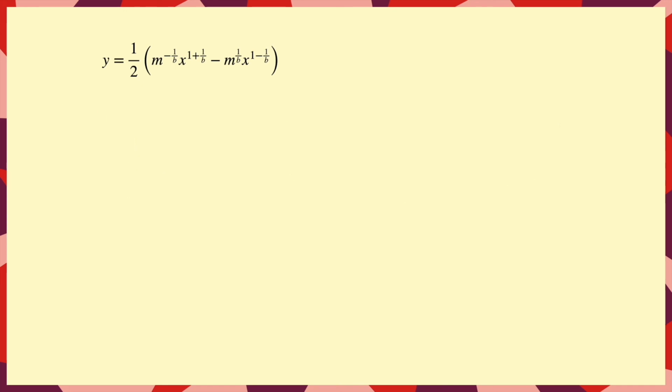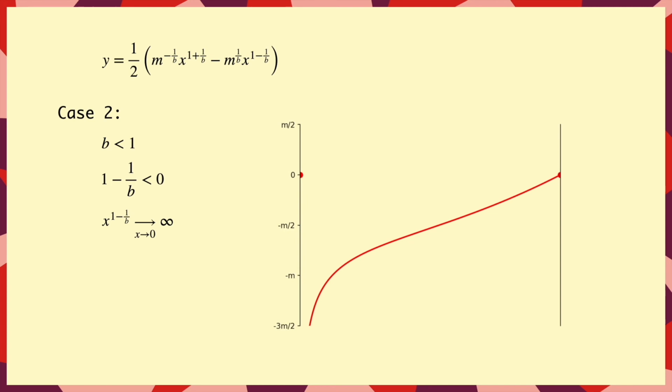Next, if b is less than 1, this exponent is negative, and we get that y goes to minus infinity as x approaches 0. So we never reach the far bank, and the path taken looks like this.